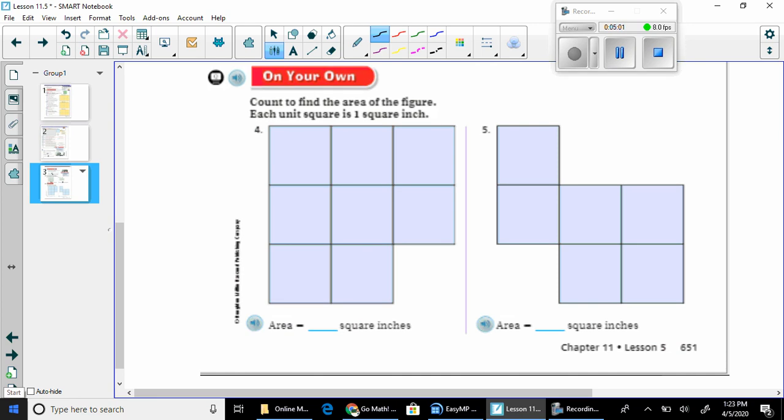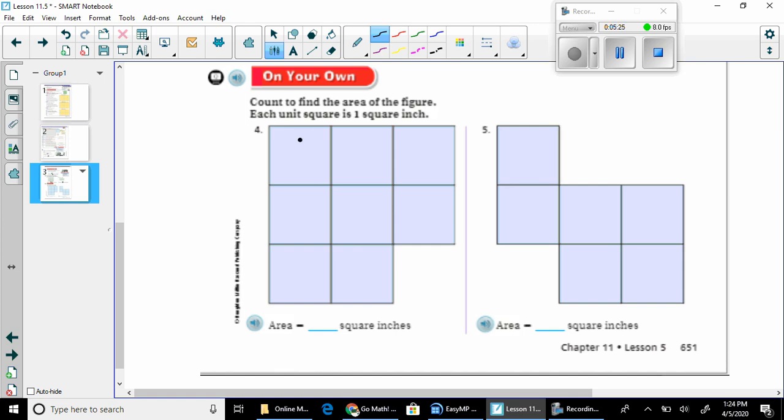It says count to find the area of each figure. Again, your area is the space inside of your figure. Each unit square is equal to 1 square inch this time. So instead of centimeters, we're using square inches. Okay? All right, so number 4, we'll go ahead and count through together. I will write the number inside of each square unit or square inch.